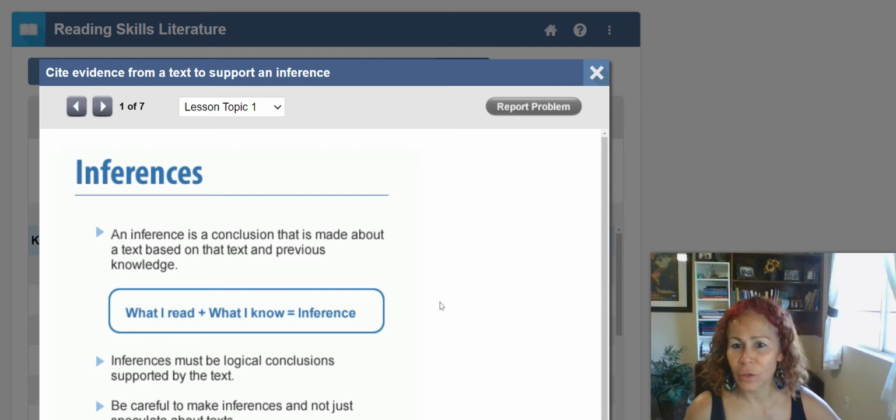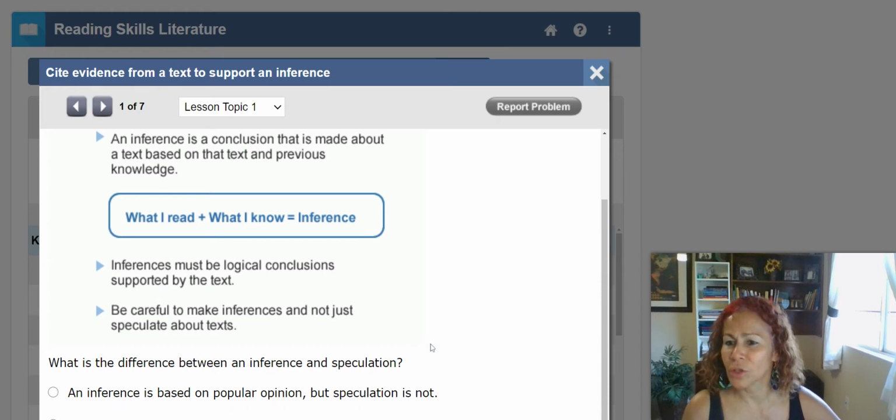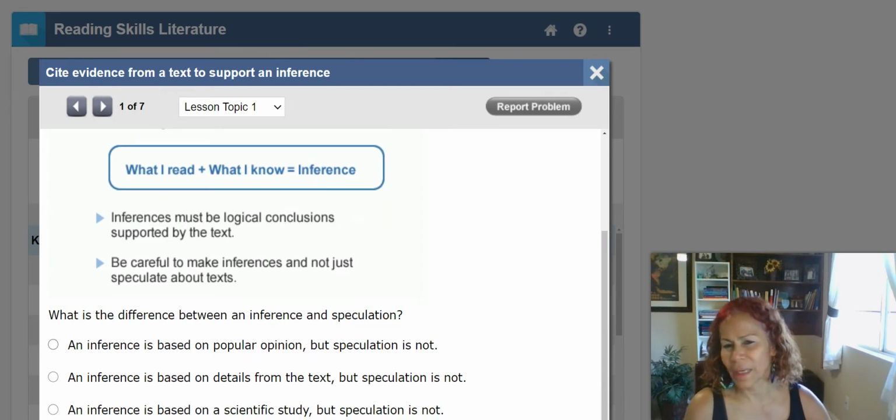An inference is a conclusion that is made about a text based on that text and previous knowledge. What I read plus what I know is going to give me my inference. Inferences must be logical conclusions supported by the text. Be careful to make inferences and not just speculate about texts. To speculate is just to make a guess out of nothing. You have to make logical conclusions, and they have to always be supported by the text.